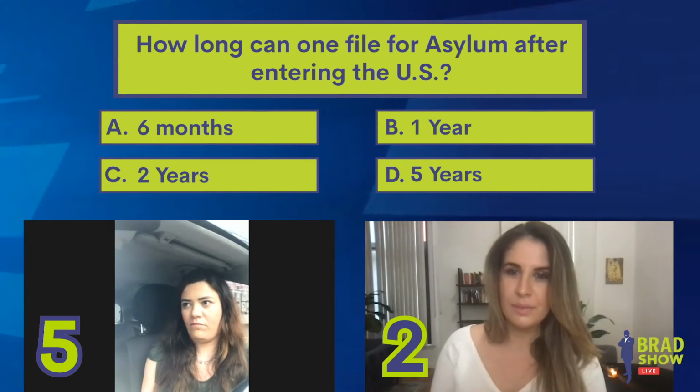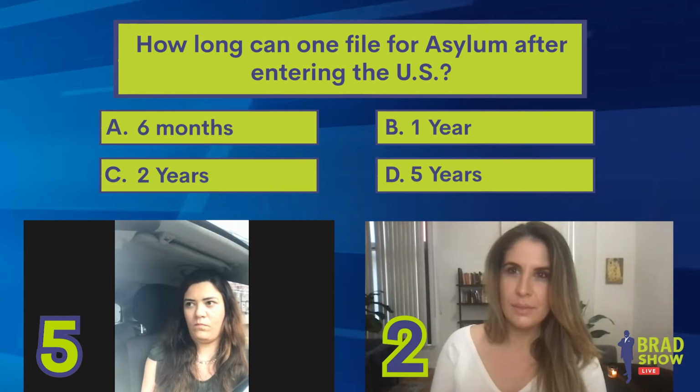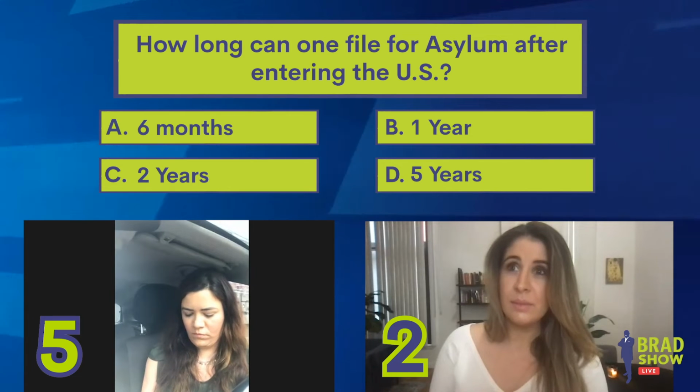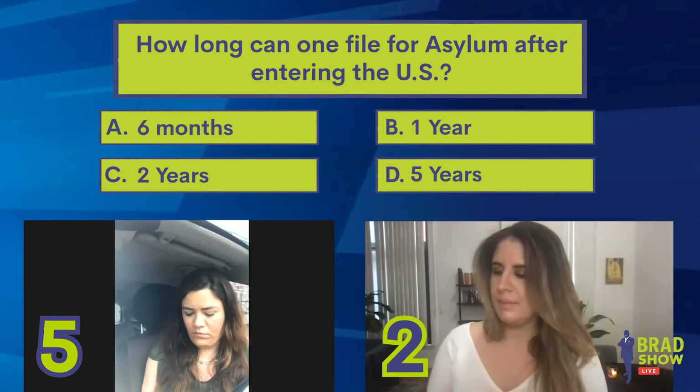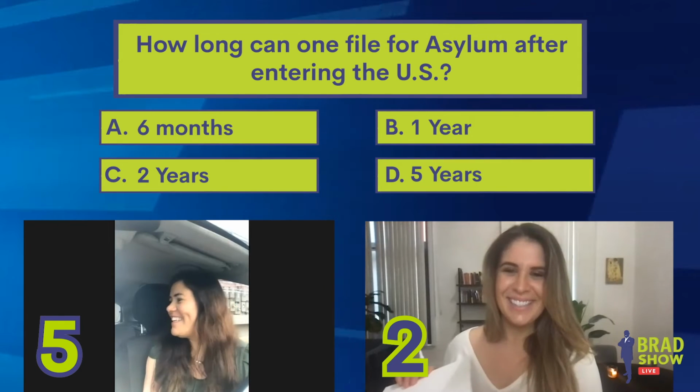Okay, let's get into number 7. How long can one file for asylum after entering the U.S.? Is it A, 6 months, B, 1 year, C, 2 years, or D, 5 years? Are we ready? 1, 2, 3.